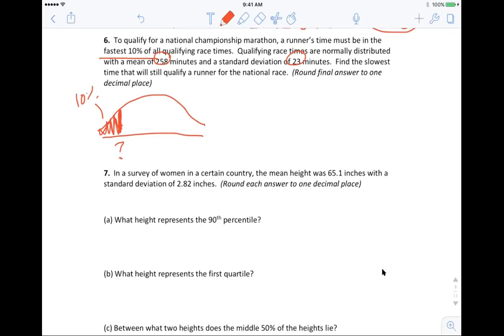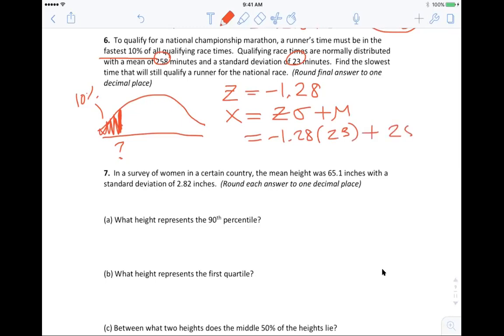Okay. So this one I could do StatCrunch again. If I do it, it's similar to that last one. It's going to be negative 1.28. So you can try that with StatCrunch. Just use the less than sign, right? Or use symmetry. The top 10% was a positive 1.28. So the lowest 10% would be a negative 1.28. And then go to your formula, x equals z times sigma plus mu. Negative 1.28 times the standard deviation 23 plus 258.